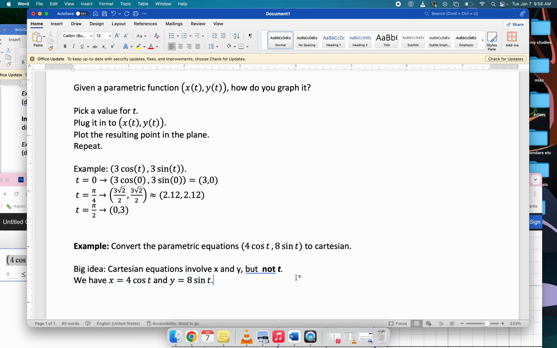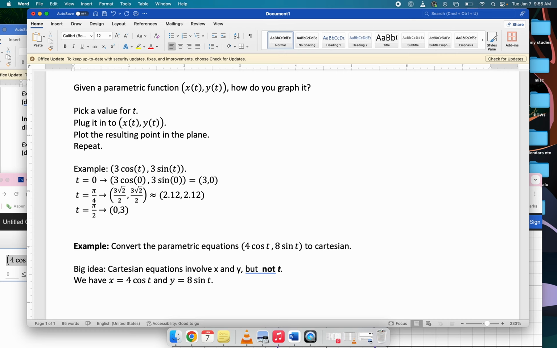So how can you eliminate t? You might think, oh, I should solve for t in this equation and then substitute into the other equation. Theoretically, that could work, but can you really solve for t in this equation? You'd have to take the inverse cosine or something and then plug that into here. You'd get a composition of regular and inverse trig functions. That gets pretty nasty. There's a better way of doing it.